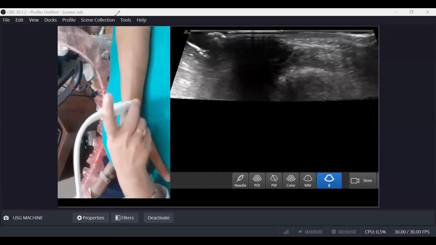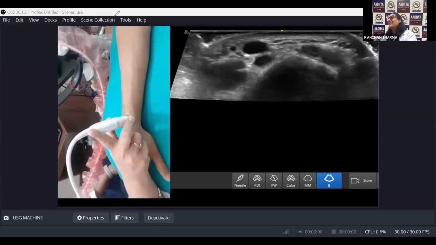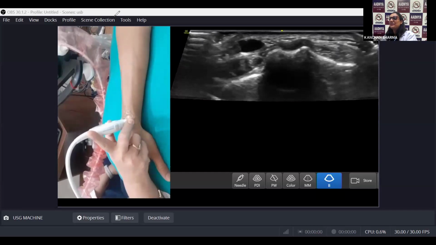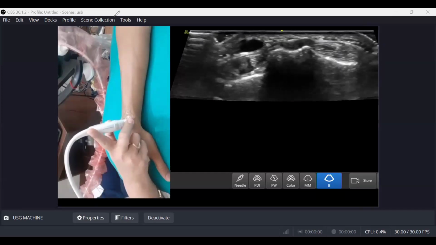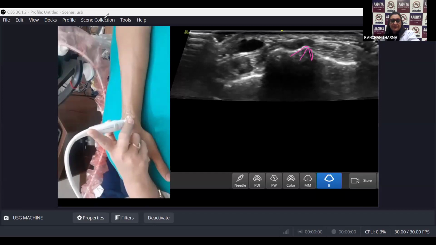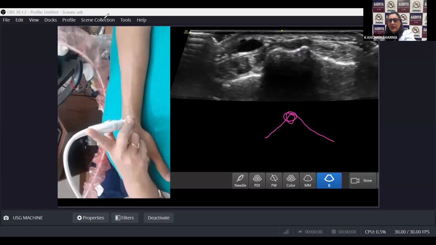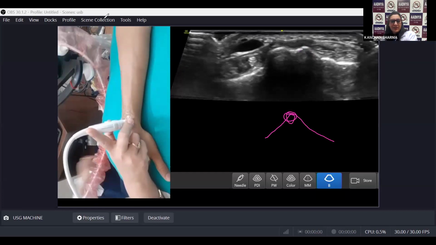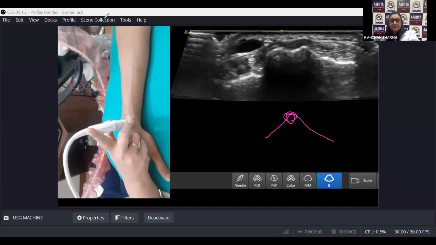Okay, so we will go back to the Lister's tubercle. So that's the Lister's tubercle. Where is the Lister's tubercle? This is the Lister's tubercle. How to remember it? It is just like two slides, and you will be having a projection here. So that is your Lister's tubercle.